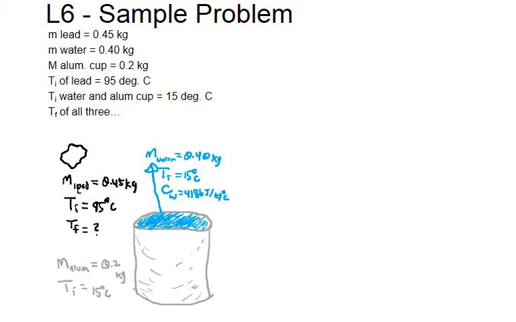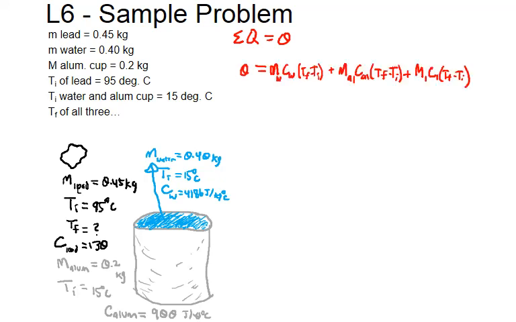What we want to find out is the final temperature of all three. Here are some values: the aluminum is 900 joules per kilogram degrees Celsius, and we've got lead up there as well. So we're going to set up all three. We have the sum of the Q's of all three: Q of the water plus Q of the aluminum plus Q of the lead equals 0. Why don't you go ahead and try this, figure out the equilibrium temperature of all three, and when you're ready to check, you can hit play to continue.